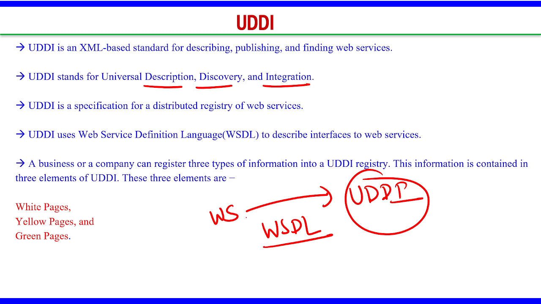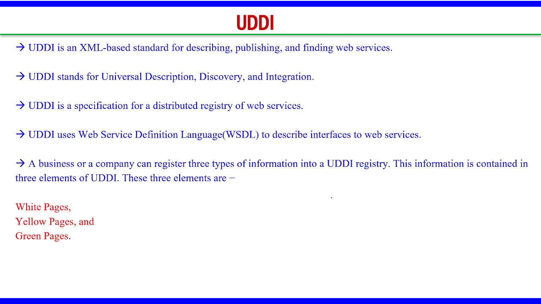Anybody who wants to access your web service will go and search in the UDDI. It's a public repository kind of thing. It's also an XML based standard for describing, publishing and finding web services. UDDI uses WSDL to describe interfaces to web services, so it stores all the WSDL files of different people who are designing or implementing web services.